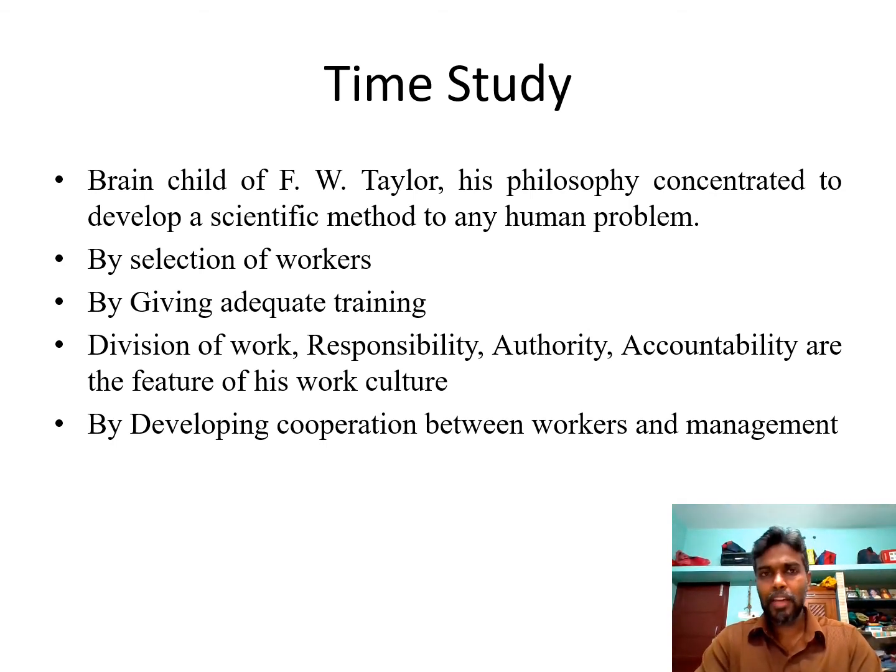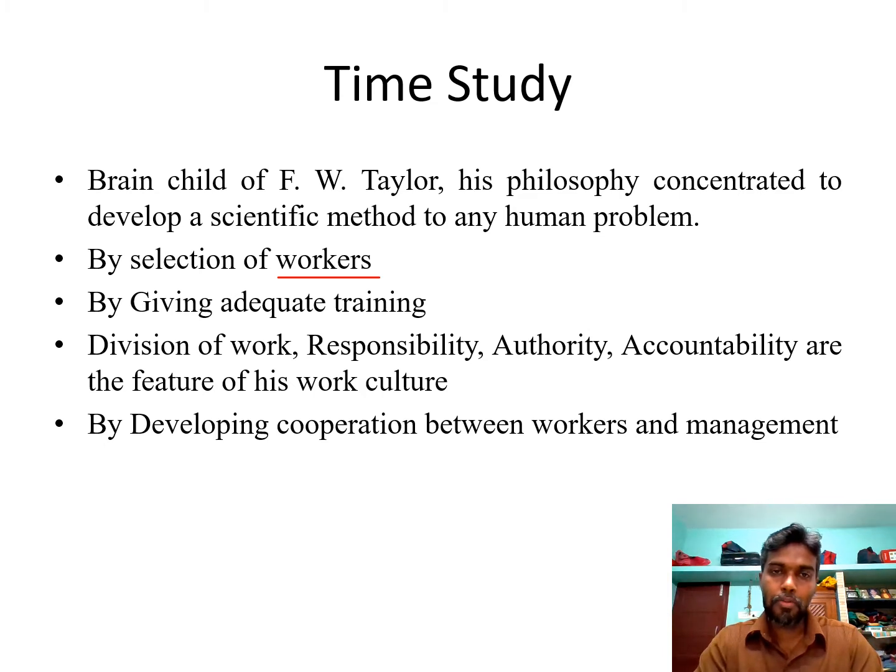Time study is a brainchild of F.W. Taylor. His philosophy concentrated on developing a scientific method for any human problem by selection of workers. First, the basic criterion is that you need to choose the worker based upon their efficiency. What this particular man is actually capable of, what he can do, whether he is good in carpentry, or bar fitting, steel fitting works, or is a good mason, whether he lays tiles very effectively, or lays bricks very efficiently. So you need to observe first and select the workers.